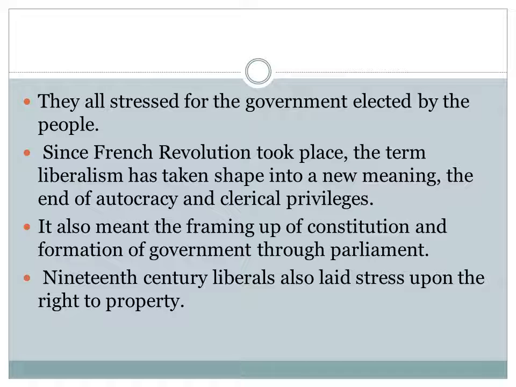Since the French Revolution, the term liberalism has taken on a new meaning. The first is the end of autocracy, and the second is the end of clerical privileges. Clerical privileges means privileges enjoyed by the clergy. It also meant the framing of a constitution and formation of government through parliament. 19th century liberals also laid stress upon the right to property.